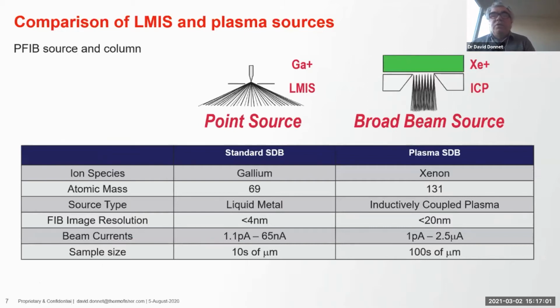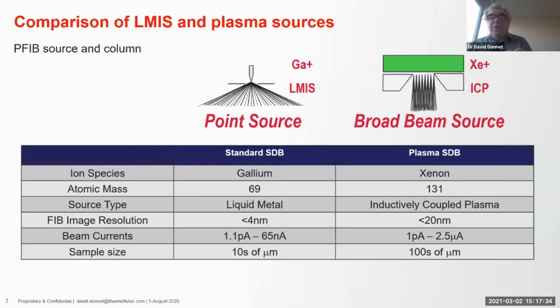So just a couple of comparisons. We're going to talk mainly today about xenon. It's much heavier. It's a different type of source. On the next slide, I'll discuss a little bit more. But the resolution on a gallium source is around 4 nanometers. It depends how you measure it, but between 3 and 4 nanometers is a good value. For a plasma source, really 20 nanometers for current technology is about the limit of resolution.